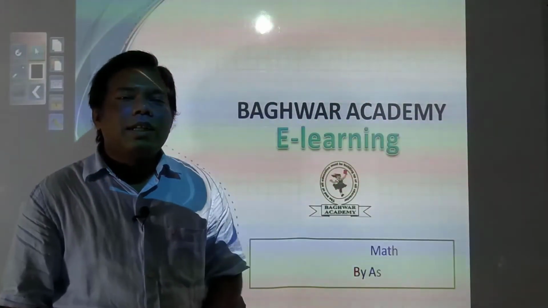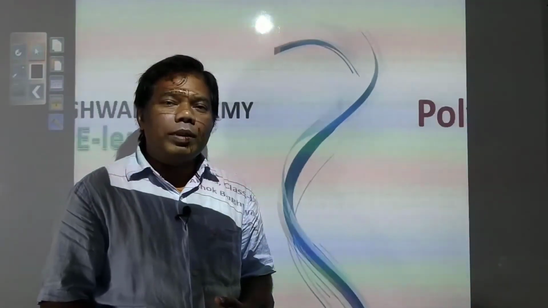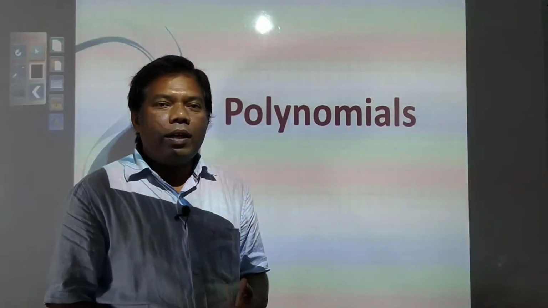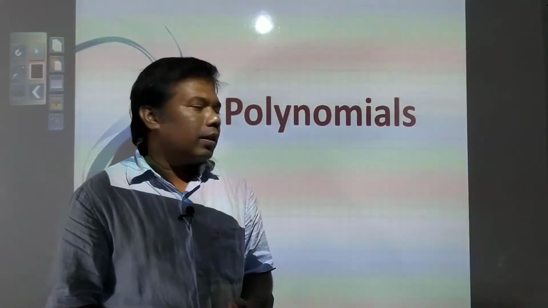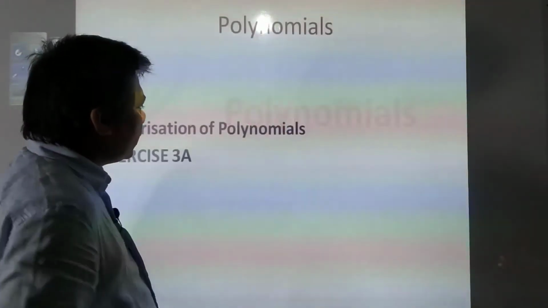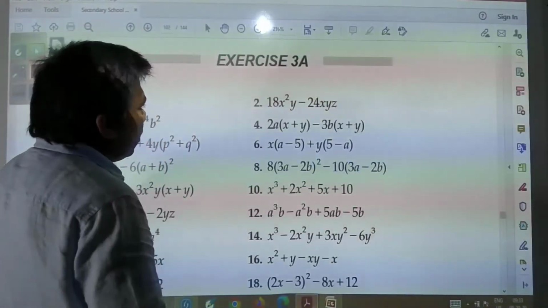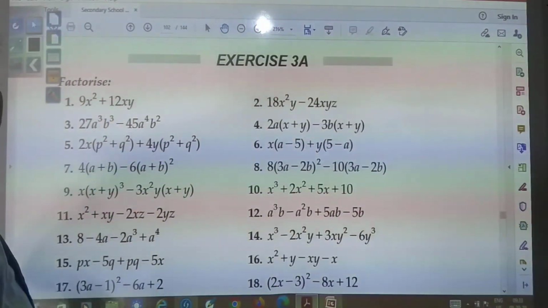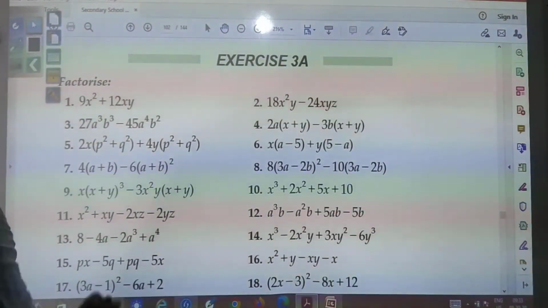As we started factorization last day, few questions we solved and examples we saw, and it was told to complete exercise 3A. I hope many of you have done it and many of you must have started. So let's start together, let's do exercise 3A together. Here you have the first question, 9x square plus 12xy. So let's solve this.